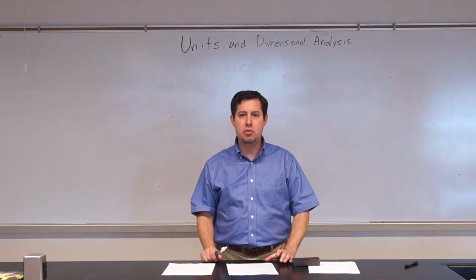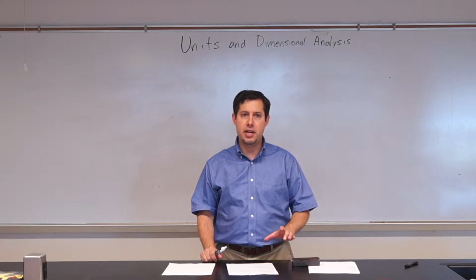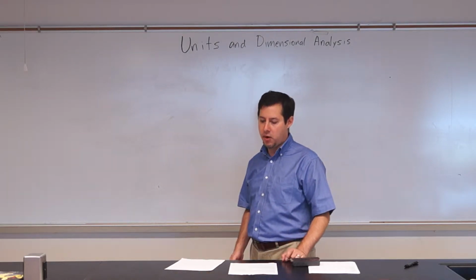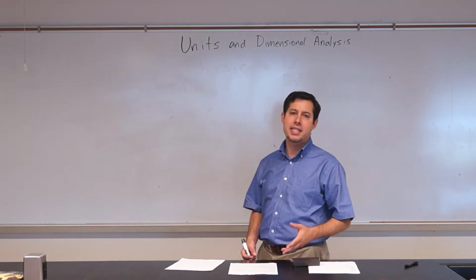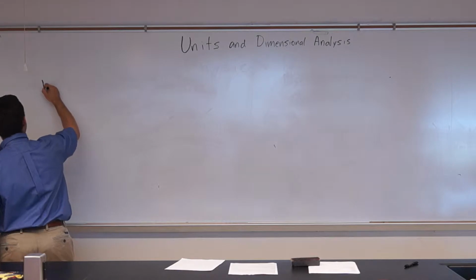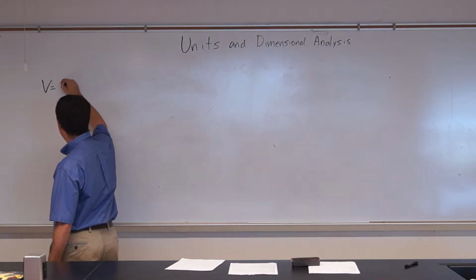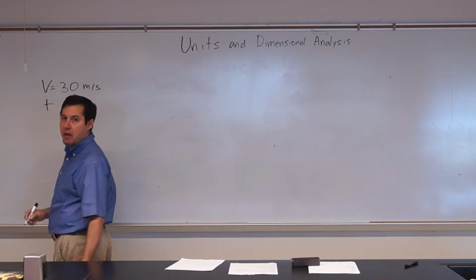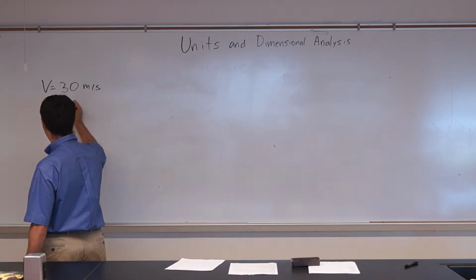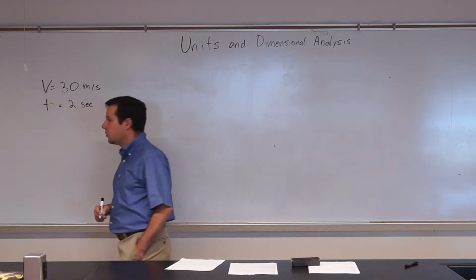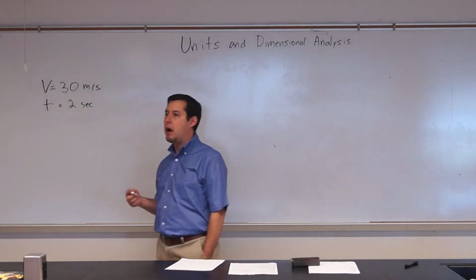You can also use units to understand if you did a problem correctly, or at least to give you a pretty good idea of whether you did a problem correctly. So let's say that a car is moving at 30 meters per second. You can say its velocity is 30 meters per second. And let's say it travels at this speed, at a constant speed, for 2 seconds. And we want to figure out how far it went.